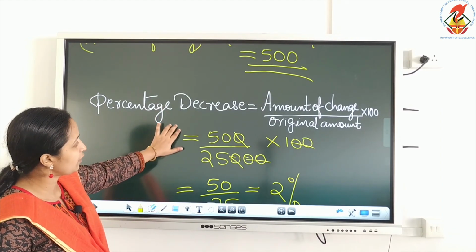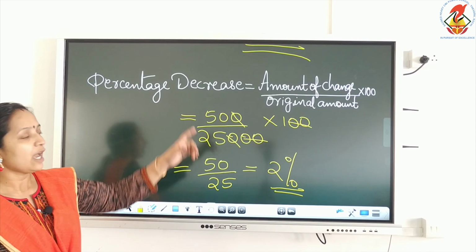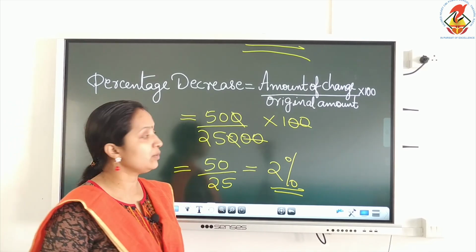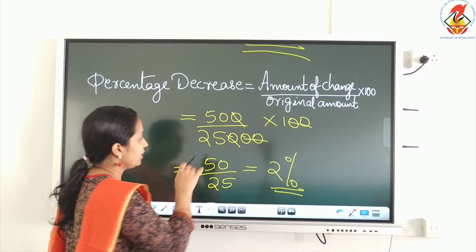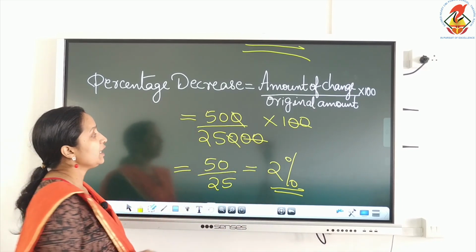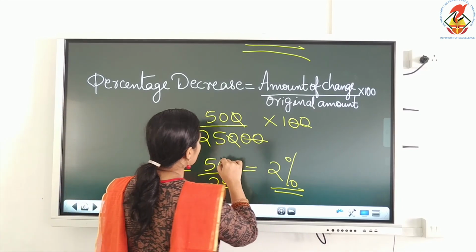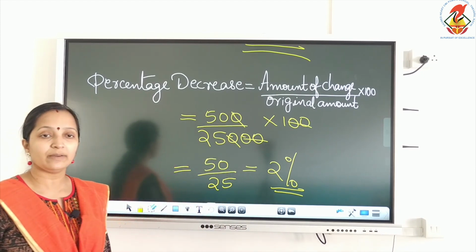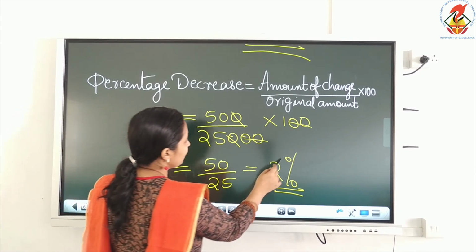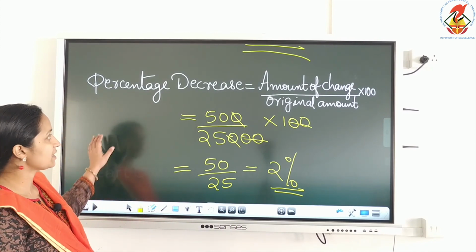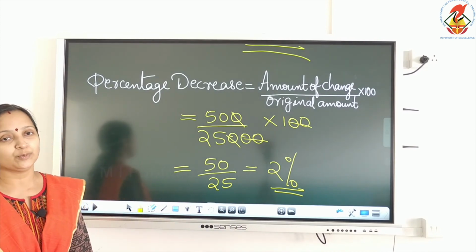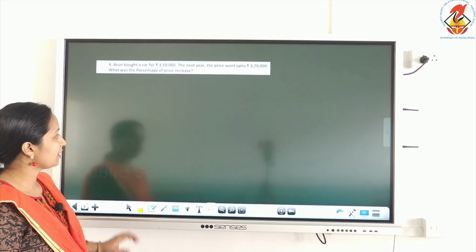After that you find out percentage decrease. What is the formula for percentage decrease? Amount of change by original amount into 100. So here the amount of change is 500. 500 divided by 25,000 into 100. Just cancel the zeros, you will get 50 by 25. Just do the division, you will get the answer 2%. I hope this answer is clear. So percentage decrease is equal to 2%. Now move to the next question.